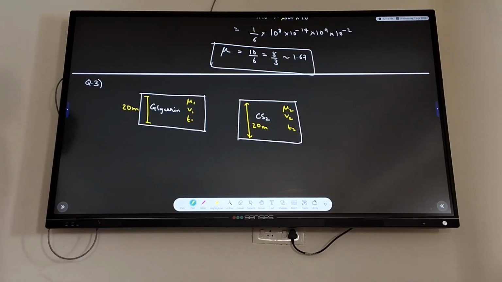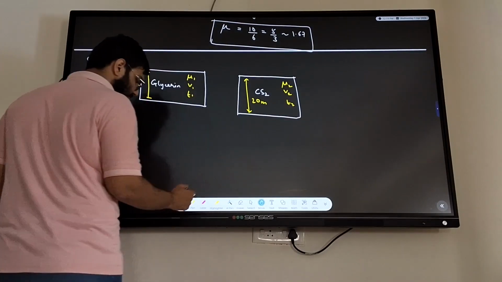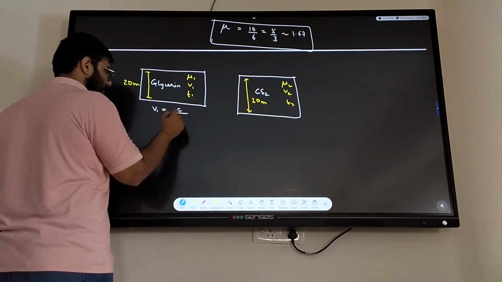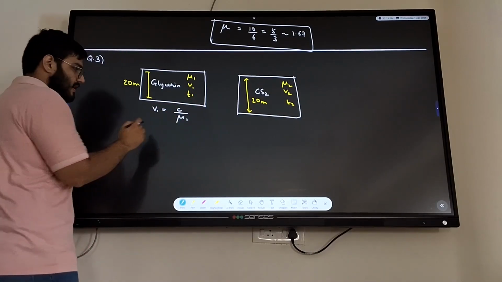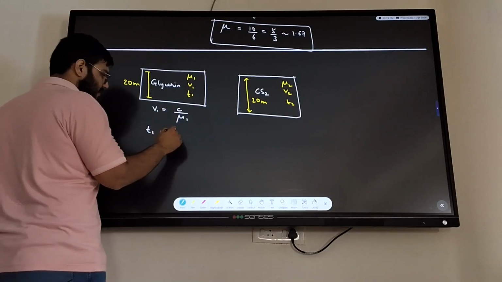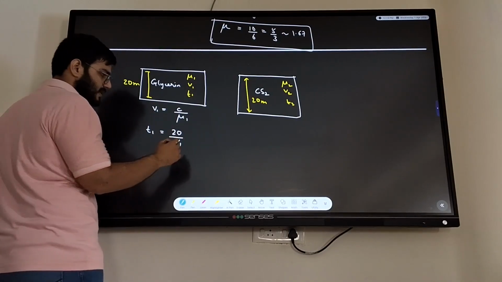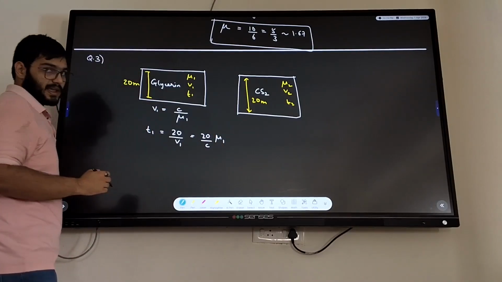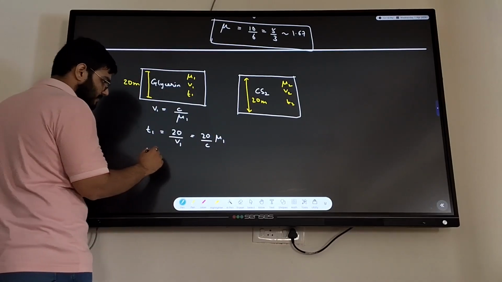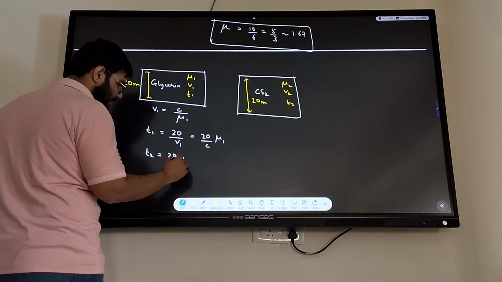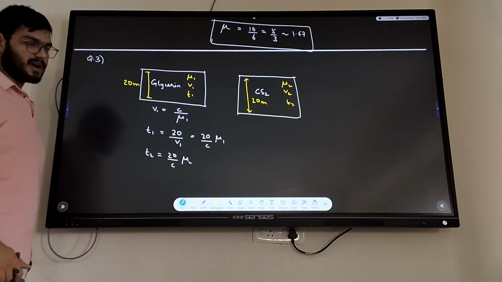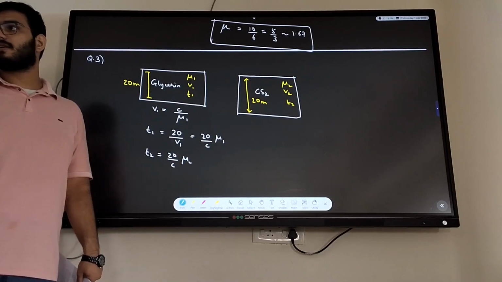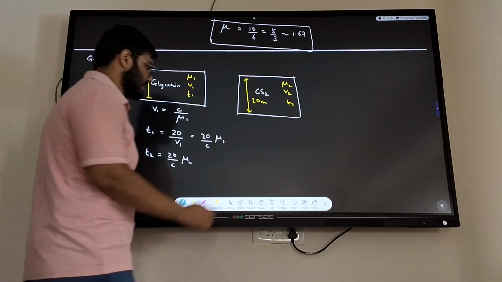Let's try to find it. What is v1 here? v1 is going to be c by μ1, right? And what is t1 going to be? That's 20 by v1, and that is going to be 20 by c into μ1. Likewise, what will be t2? 20 by c into μ2. Then you have to find the answer. 1.06 into 10 to the power minus 8. Correct. Very good.